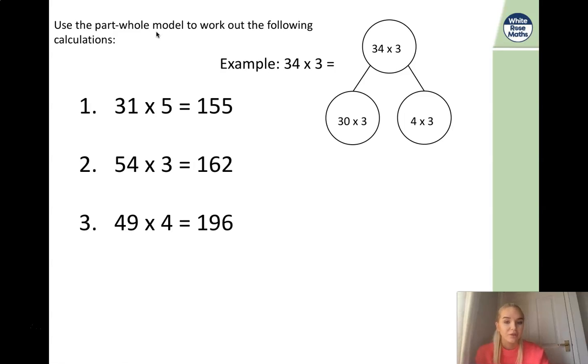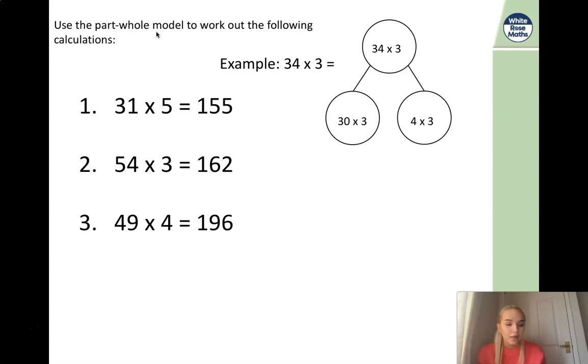Okay, so the answers are on the board now. We could have partitioned 31 into 30 and 1. So we will be looking at 30 multiplied by 5 and then 1 multiplied by 5. Add them together is 155.